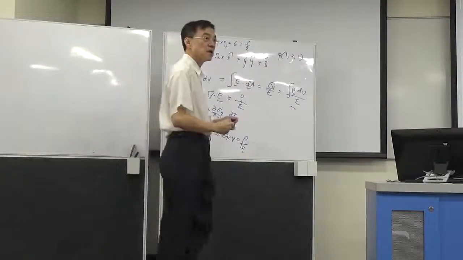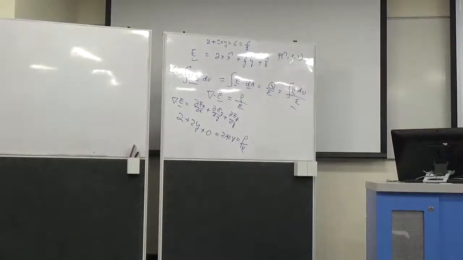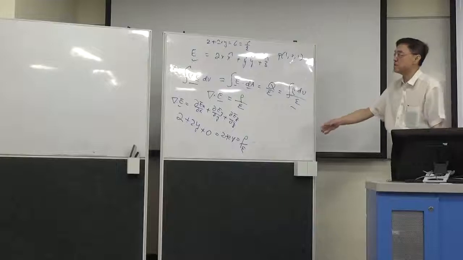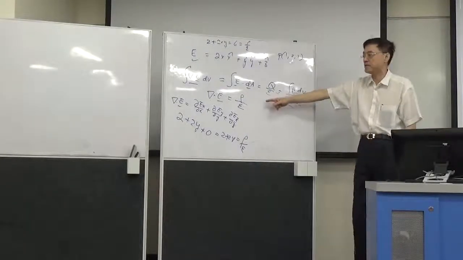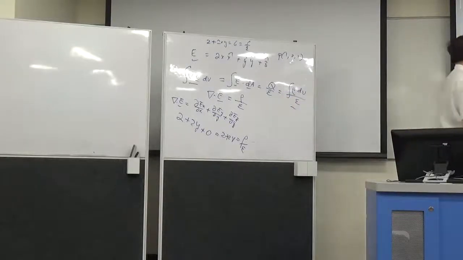So what is the answer? The answer is 6 epsilon naught. Right? Any questions? One more time. The equation, divergence of E is equal to charge density over epsilon, is already given in the lecture notes.